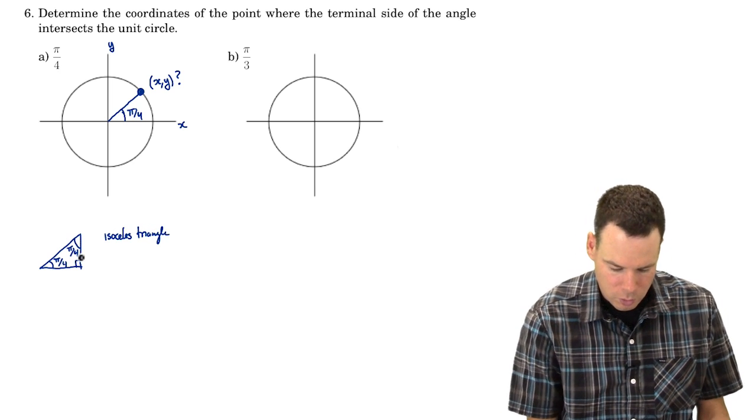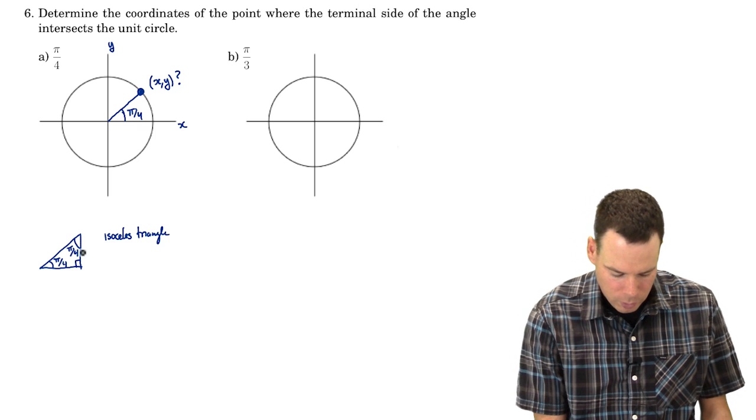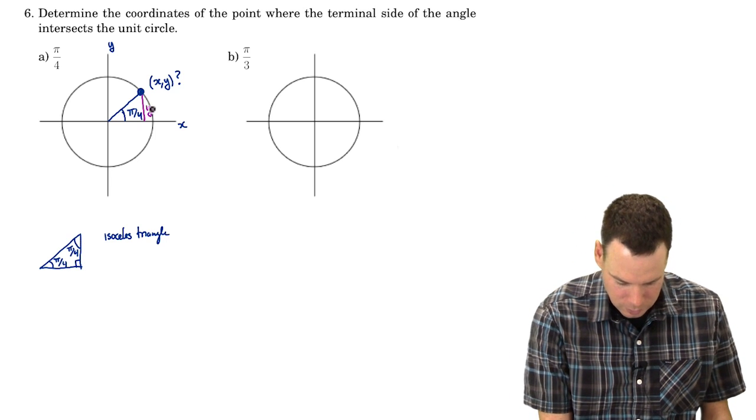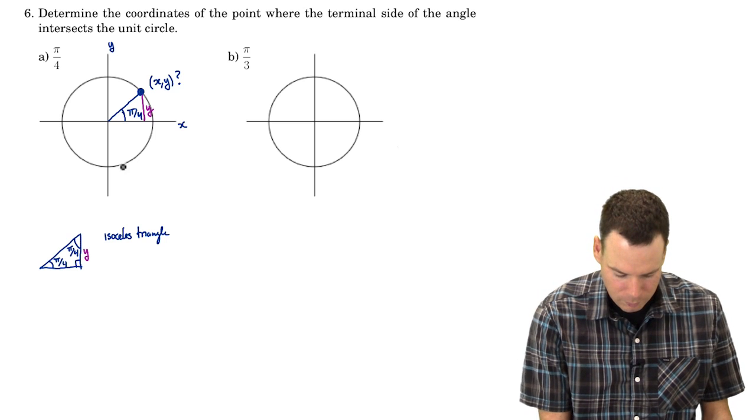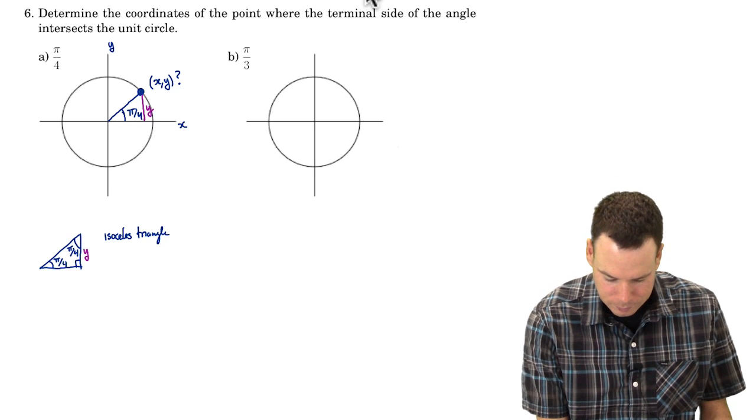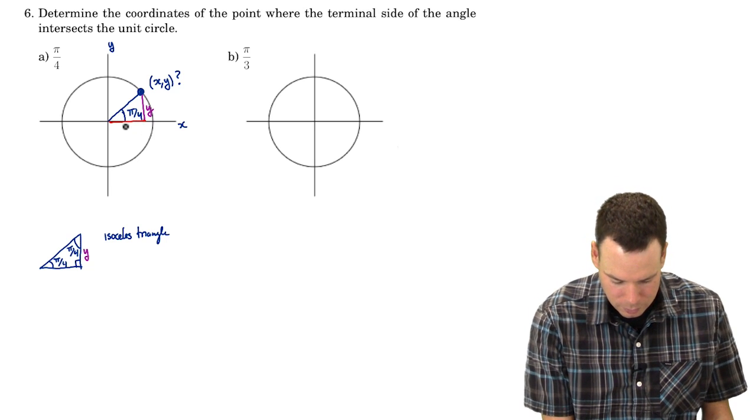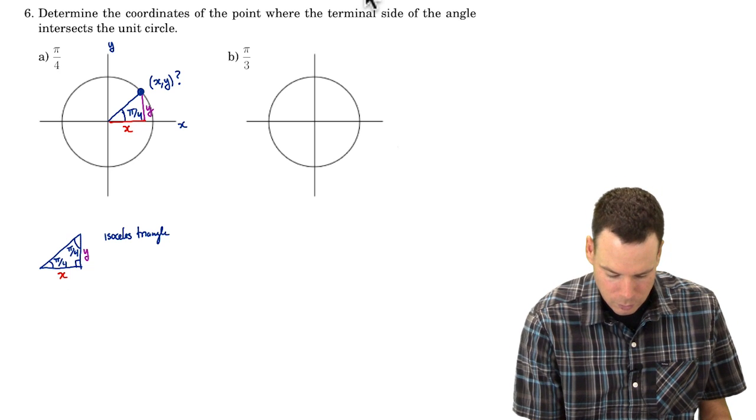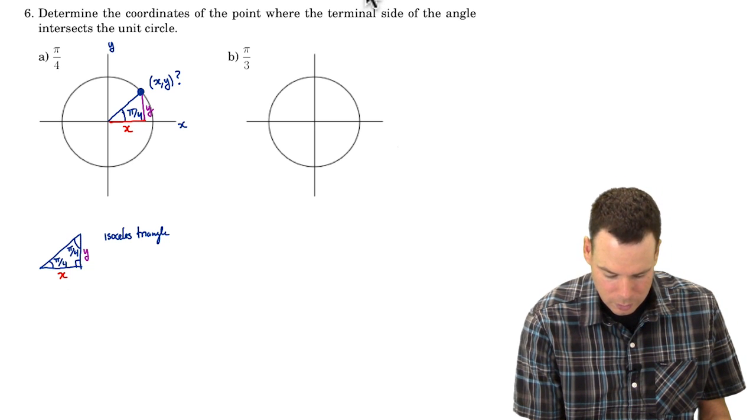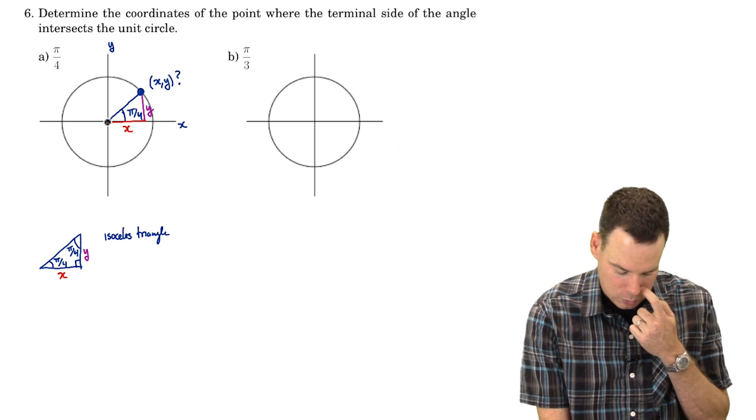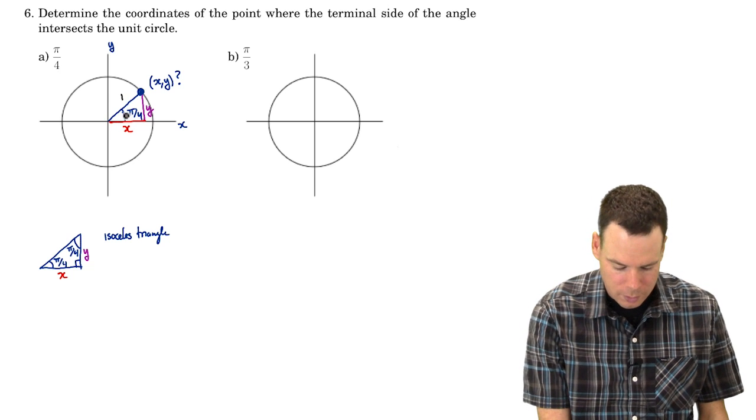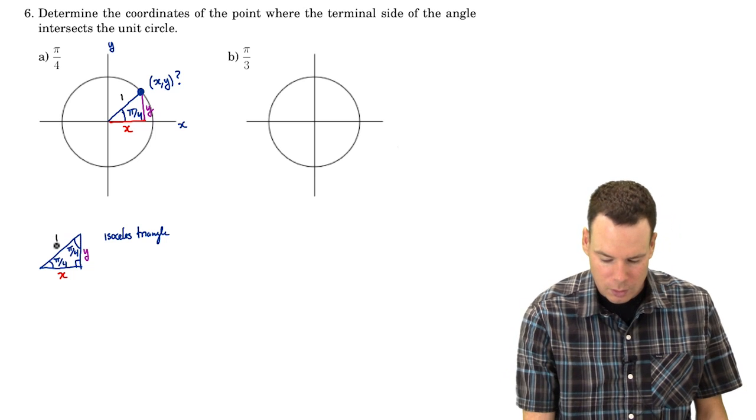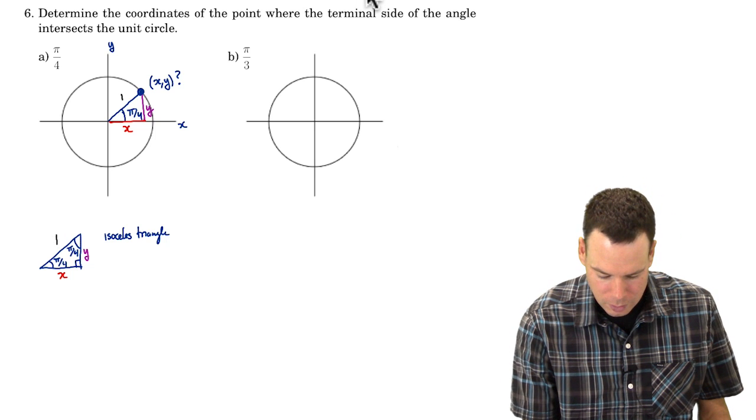Okay, what do I know about this isosceles triangle? Well, what's the height of it? The height of it is y. What's the base? The base is x. Okay, what's the radius of this circle? Well, that's 1. Oh, that's the hypotenuse of the triangle. So that's 1.